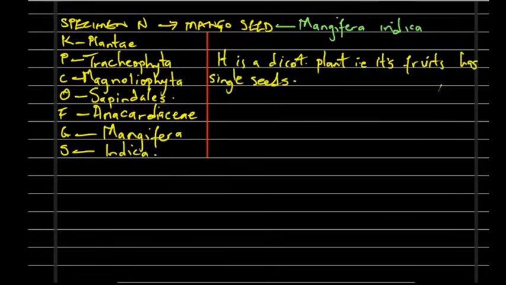Its fruit has single seeds with two cotyledons. That is basically what that is talking about. It has two seed leaves. Now these cotyledons are fleshy and they store food.